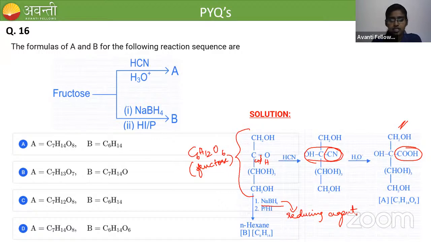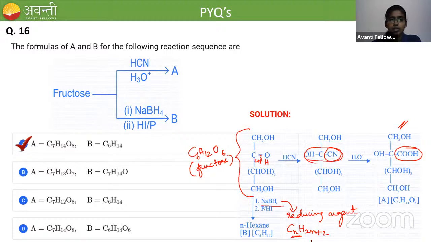So what is the name of the 6-carbon containing alkane? It is hexane, right? Hexane has formula C6H14, CnH2n+2. This is the general formula for alkane. The n value is 6 here. So the answer will be C6H14. So which is the correct option? Option A is the correct answer. Clear?